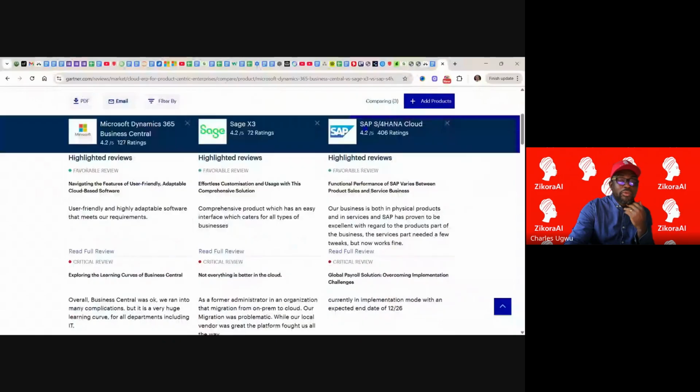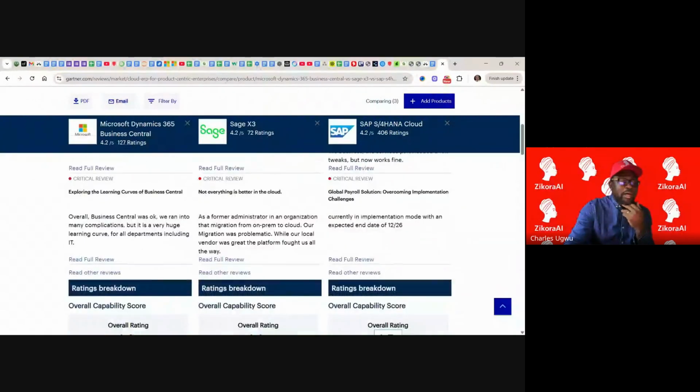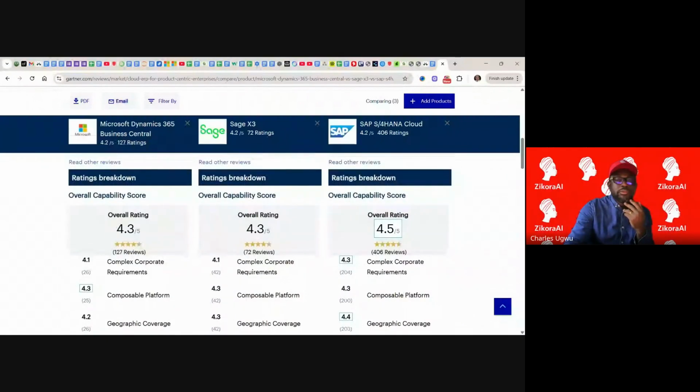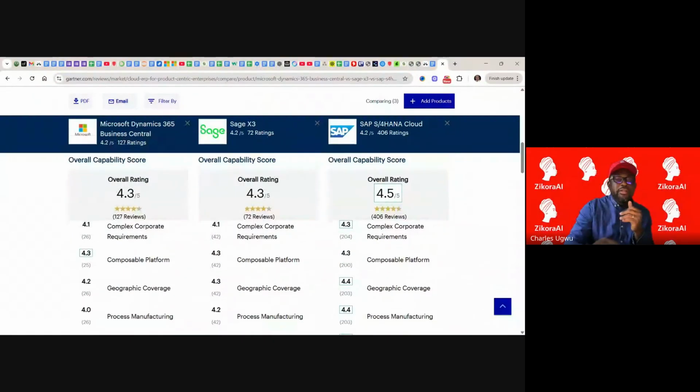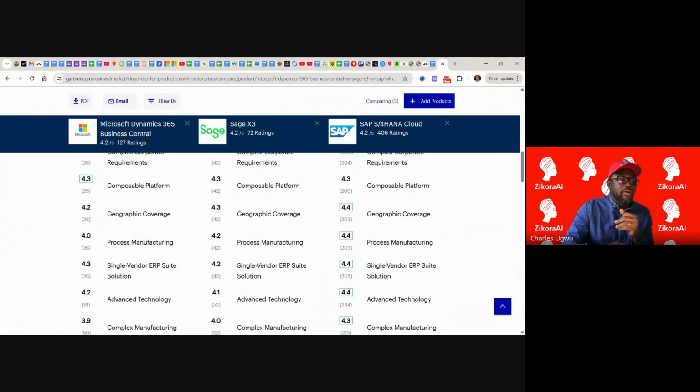Which one is closer to your customer and stakeholder list? You come over and see that in terms of overall capability score, this one is taking an early lead. Geographic coverage: is it part of what you are looking for? You can see geographic coverage is currently 4.4, but what has geography to do with your business? Do you need it? For us, we don't need it.